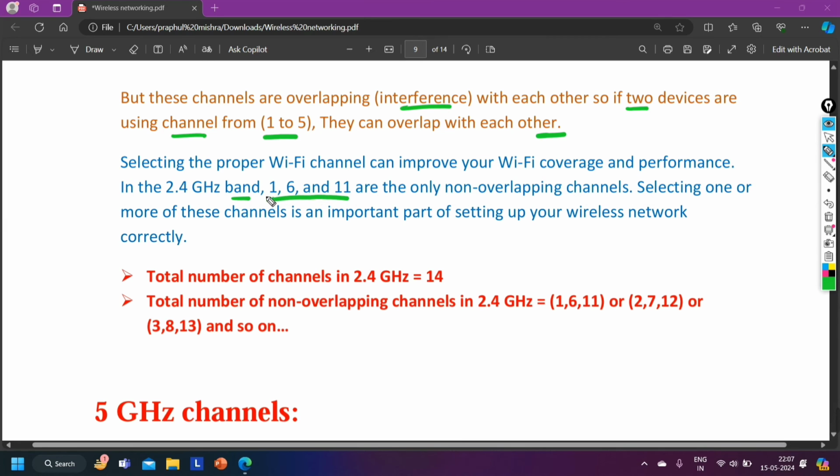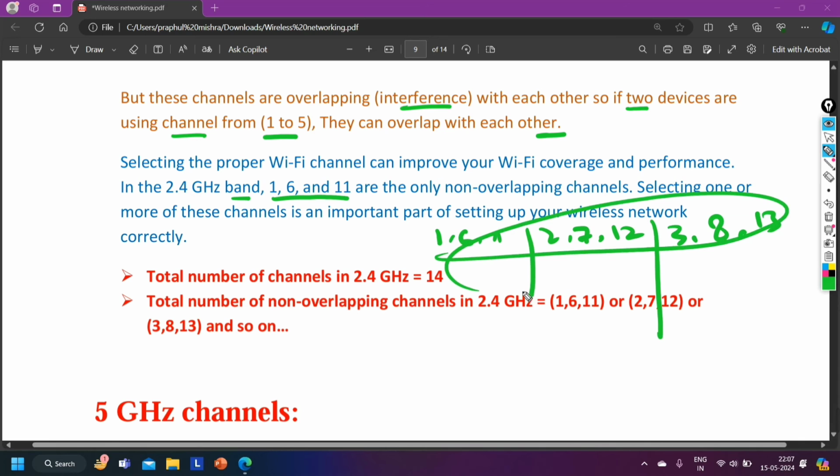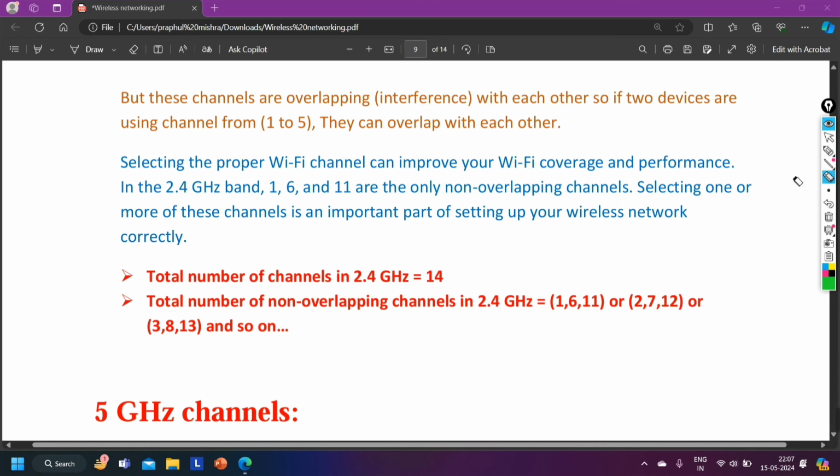Not only these, either I can use 1, 6 and 11, or I can use 2, 7 and 12, or I can use 3, 8, 13, like that. These are the non-overlapping channels in 2.4 GHz frequency. Okay, so you can see 1, 6 and 11 are non-overlapping channels.